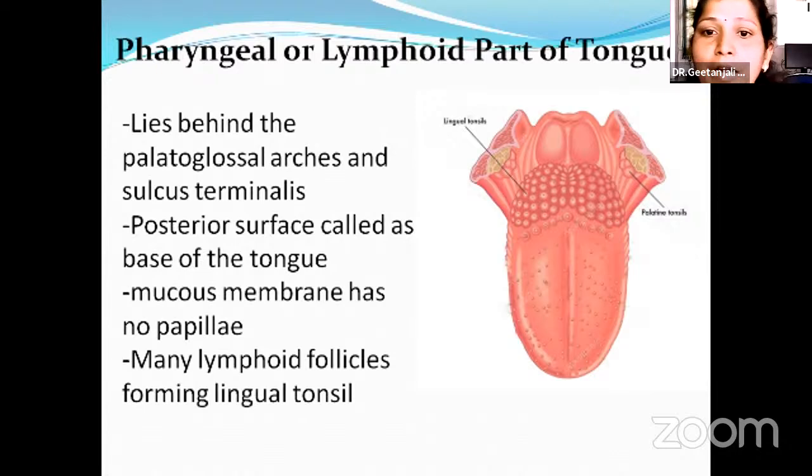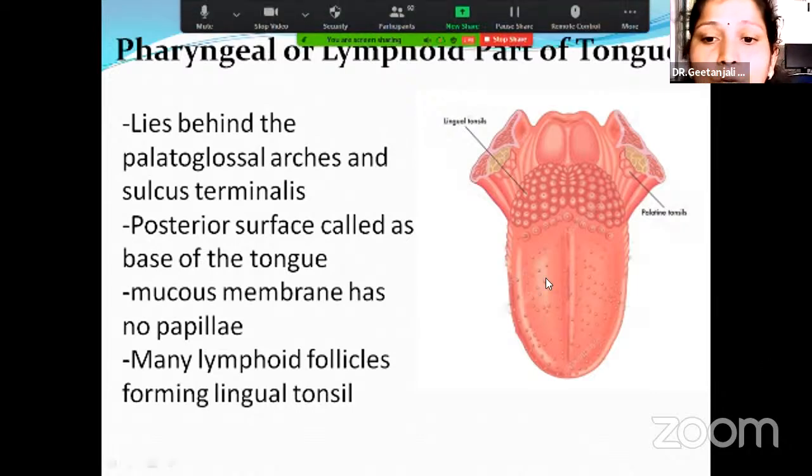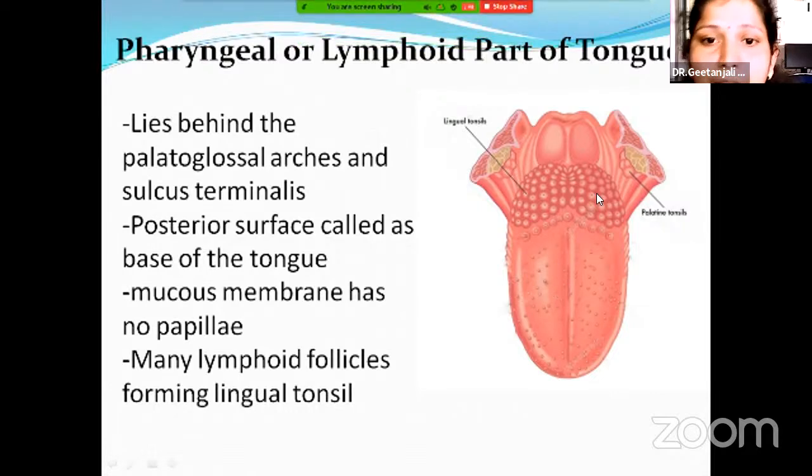The most important characteristic feature of the pharyngeal part is that its mucous membrane has no papillae. As we already saw, papillae are present in the oral part, but the pharyngeal part or posterior one-third has no papillae, and has many lymphoid follicles forming tonsils.